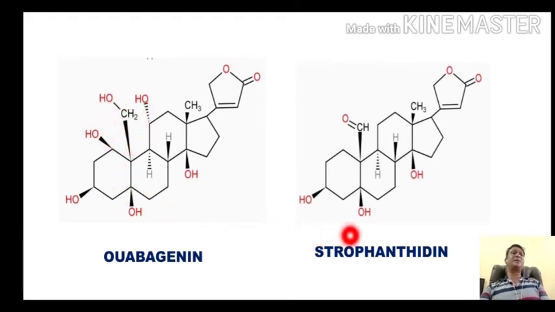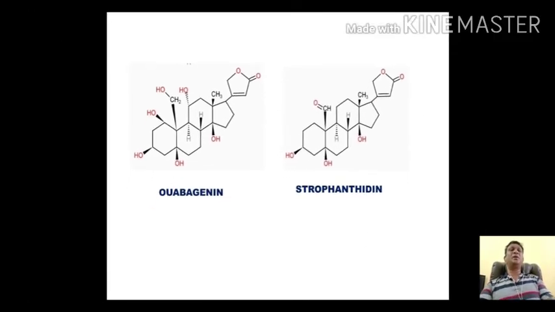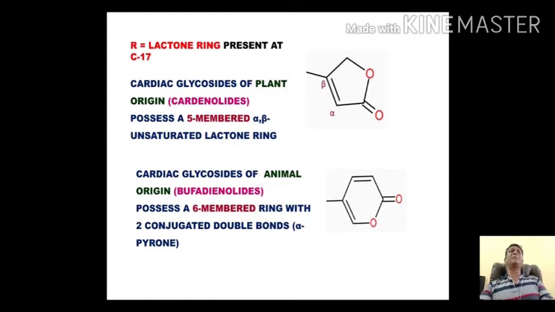Now let's look at the structure of strophanthidin. In case of strophanthidin, we have a hydroxyl group at C3, the site of sugar attachment, at C5 and C14. And instead of a methyl group, here we have a formyl group, that is HCO. So these five, the digitoxigenin, digoxigenin, gitoxigenin, ouabagenin and strophanthidin, these are the classical examples of aglycone portions which are found exclusively in the cardiac glycosides.